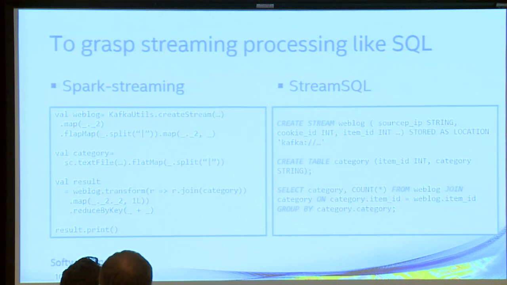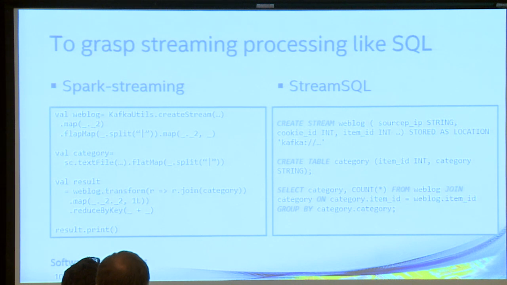From that part, I think you can fully understand what happened in there. There are a total of 3 things also. The first one is we create a stream called weblog, and there are certain columns included. One is the visit source IP, the second is the cookie ID for that user, and the last one is the item ID. And we also specify that the data source is from Kafka.